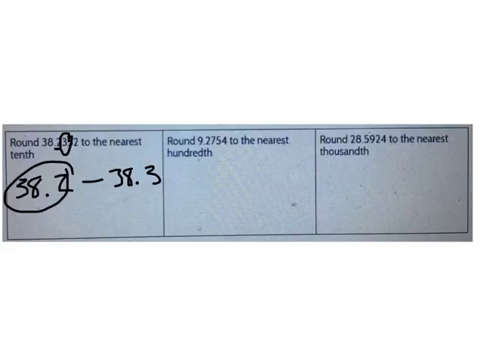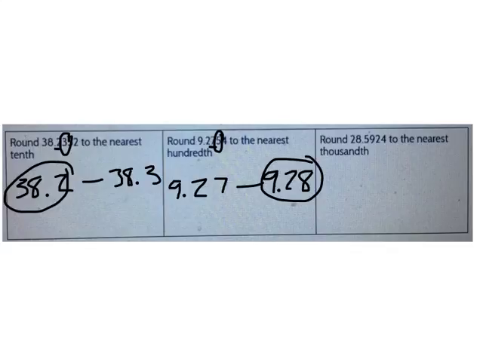Try another. Round 9 and 2,754 ten-thousandths to the nearest hundredth. Well, 7 is in the hundredths place, so it's between 9 and 27 hundredths and 9 and 28 hundredths. 5 tells me I'm closer to 9 and 28 hundredths.